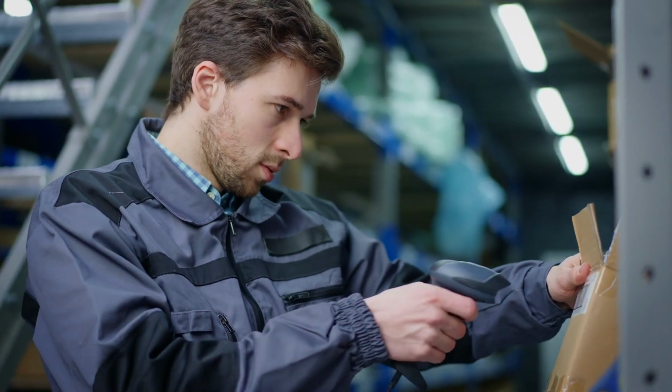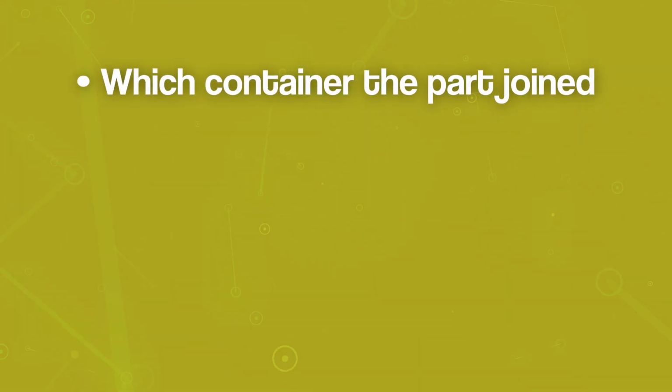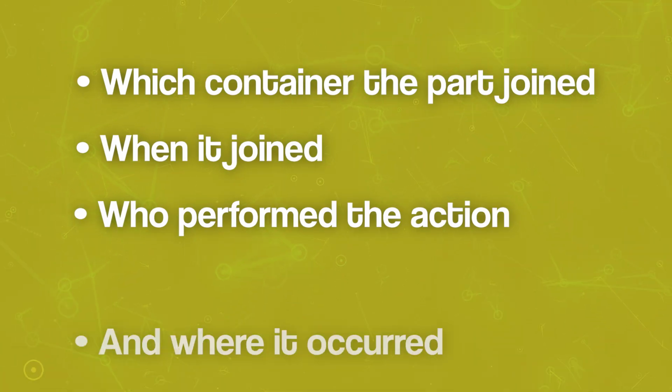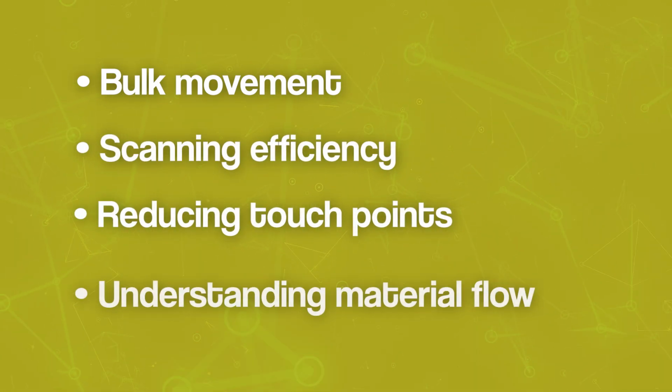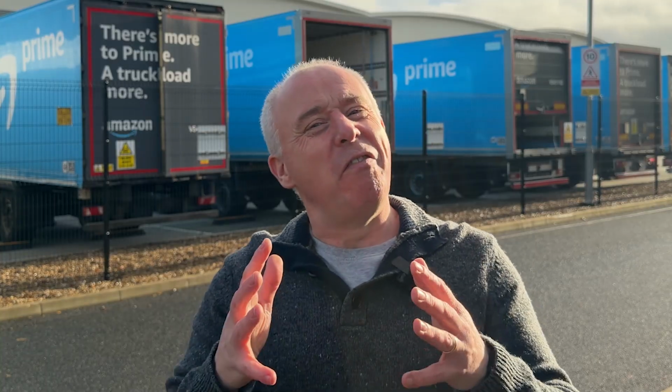What makes physical nesting important is not the physical container itself, but the association event. When a PPI is scanned into a box of 12, the system records which container the part joined, when it joined, who performed the action, and where it occurred. This allows the part's location to be inferred even when the part is not individually visible. If the trolley moves, all parts nested beneath it move implicitly. This is extremely useful for bulk movement, scanning efficiency, reducing touch points, and understanding material flow. But importantly, physical nesting can change frequently, so it must be recorded through transactional events, not static definitions.